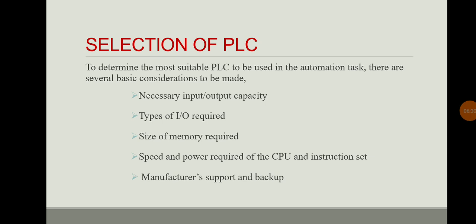There are some selection criteria for a PLC. The basic criteria are the necessary input and output capability, the types of I/O required, the memory size for the PLC, the speed and power required for the CPU and instruction sets, and the manufacturer's support and backup. These are the major PLC selection criteria for the automation task. Thank you.